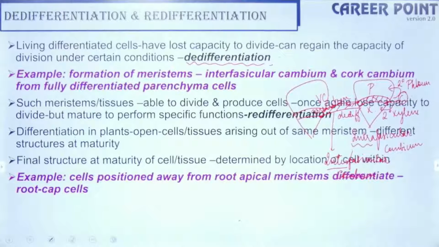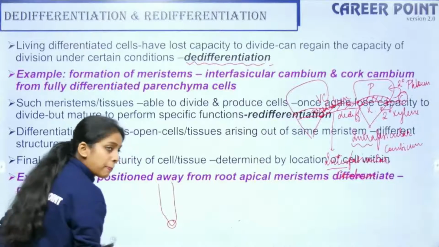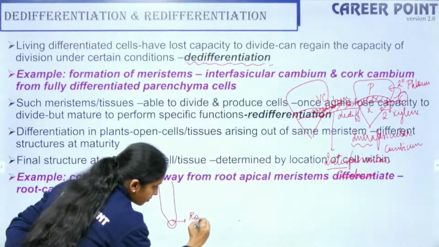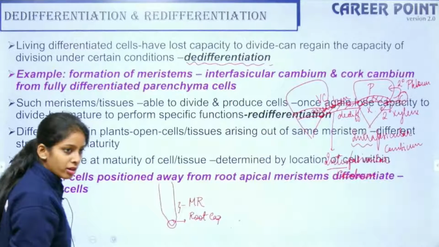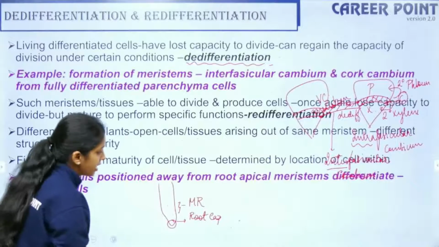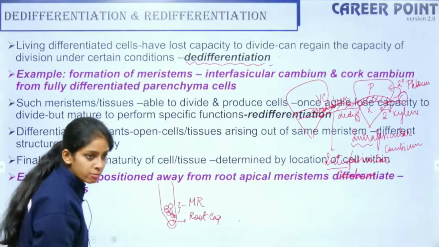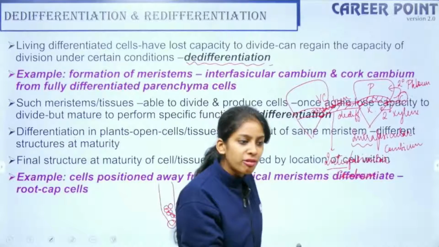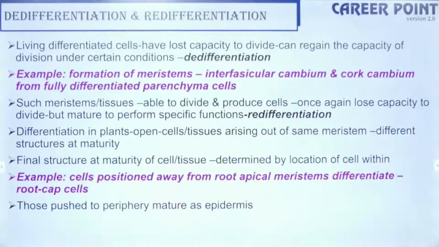So for example, cells positioned away from the root apical meristem differentiate into the root cap cells, right? So if you have the root cap like this, so this is the root apex. Here you have the meristematic region. So they all develop from the same meristematic region. So initially you have the meristematic region. The root cap is also made up of meristematic cells, but later it takes up a permanent function to protect the apex of the root. Alright? Yes? Fine. So I hope I have explained the concept.